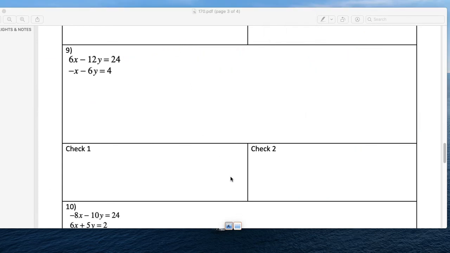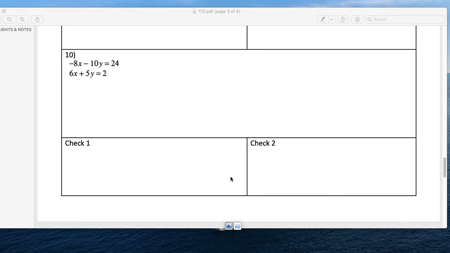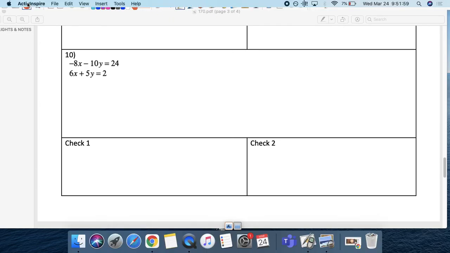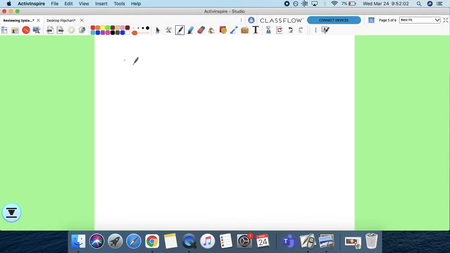Number 10. So over here, I'm going to pick, you could have picked the x's or the y's. If you pick the x's to get rid of, you would have to, again, find a common multiple. What is 8 and 6, common multiple 24, you would have to multiply the top one by 3 and the bottom one by 2. Okay? So, hang on a second, guys. Well, I'm going to try to finish this.